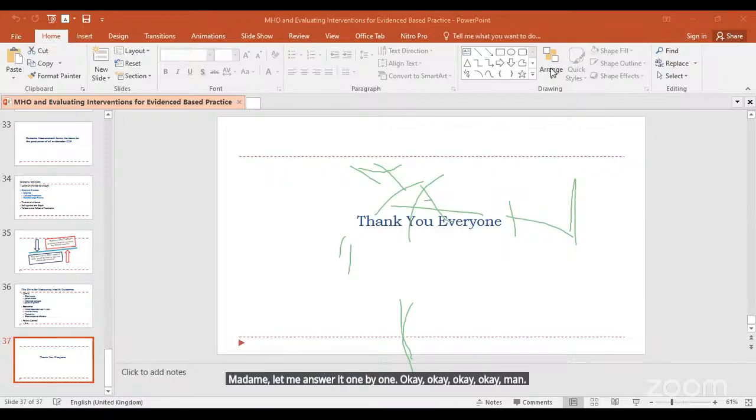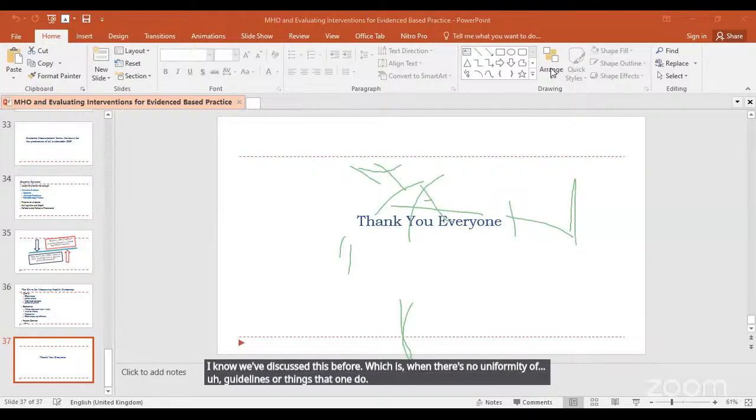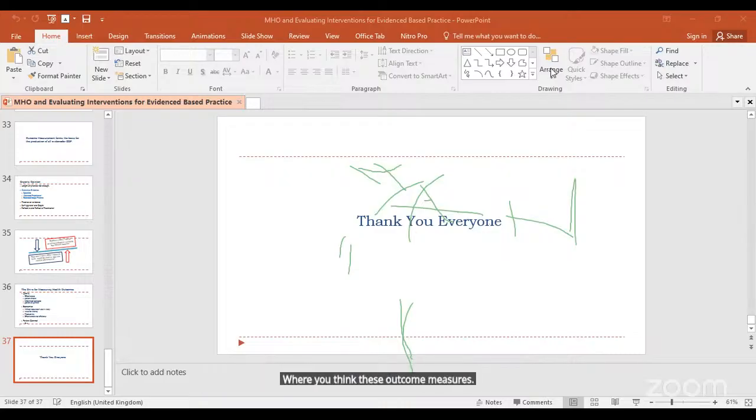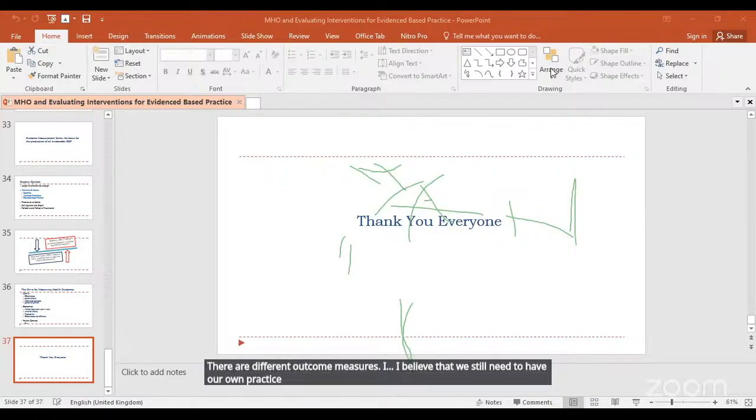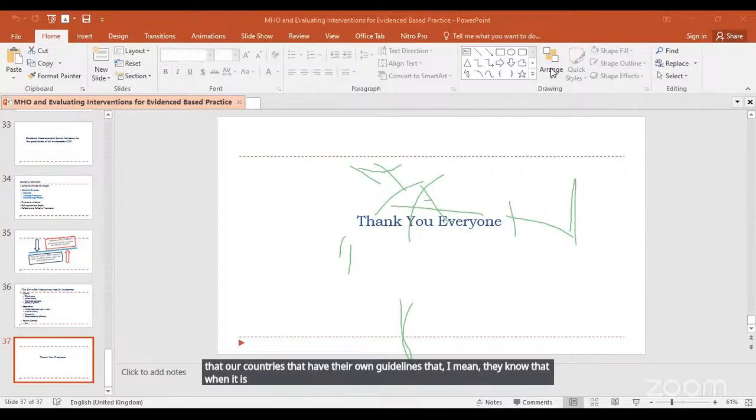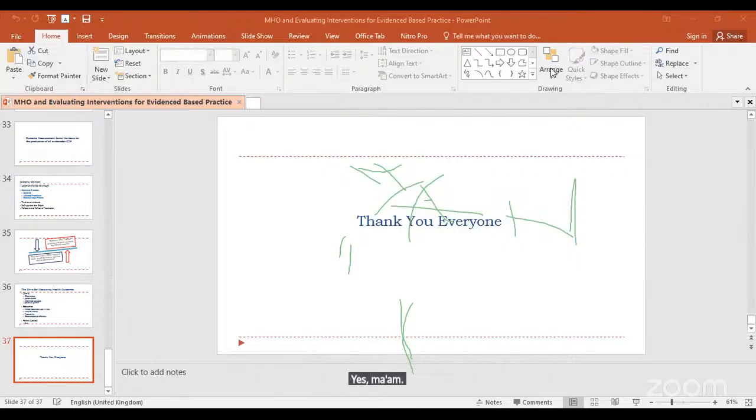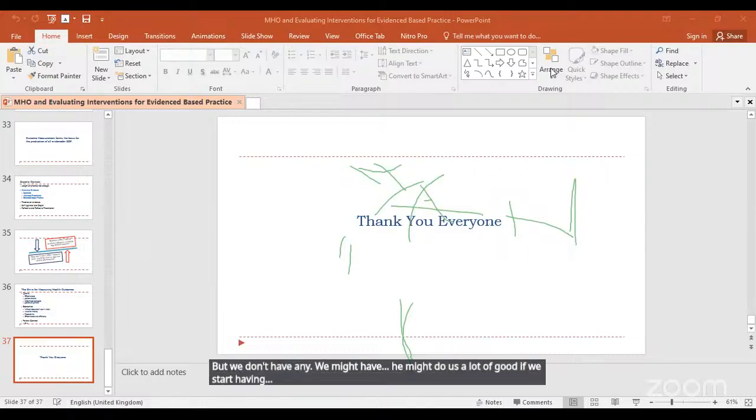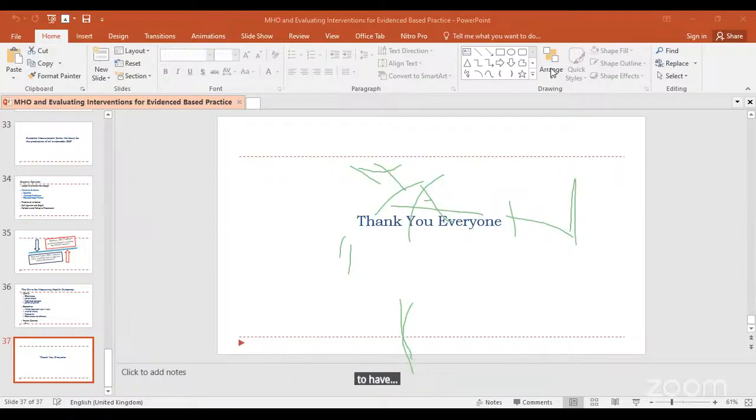The second question, on the use of outcome measures. I know we've discussed this before, which is when there's no uniformity of guidelines or things that one does. Let's take pain for example. There are different outcome measures. I believe that we still need to have our own practice guideline. There are countries that have their own guidelines, so they know that when it is this condition, this is what you use. But we don't have any. It might do us a lot of good if we start having people that come together to work on guidelines for us.